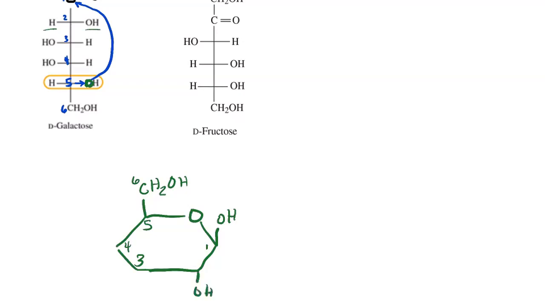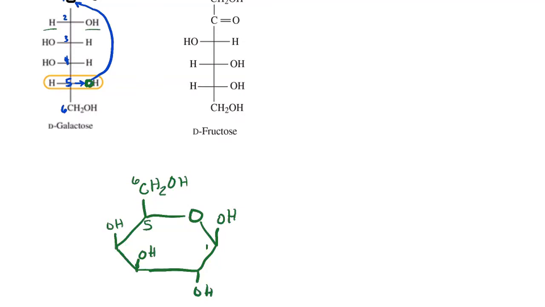And I'm going to erase my numbers as I do them just so that I know. Carbon 3, my hydroxyl is going to be on the top. So I'm going to put an OH here. Carbon number 4, my hydroxyl is on the top again. Okay, so now I've got my first galactose ring drawn.